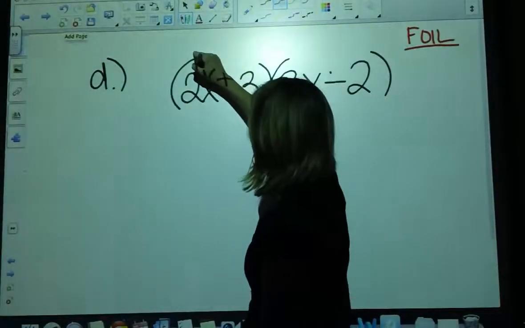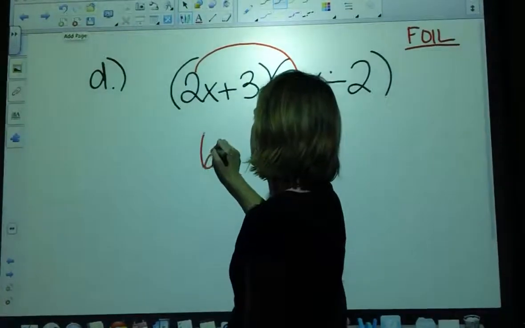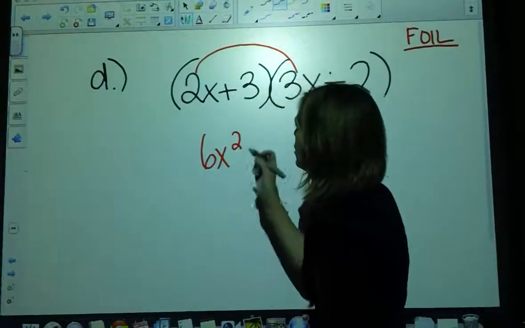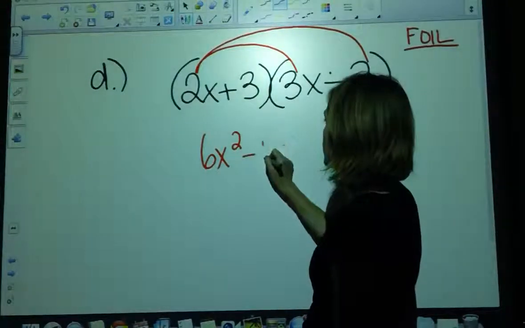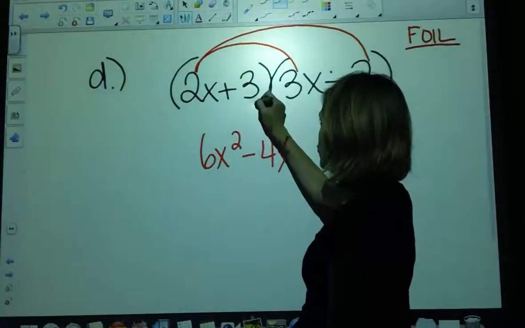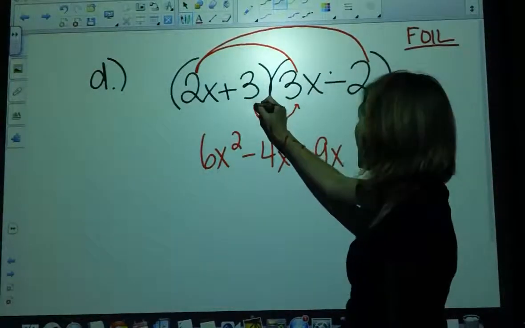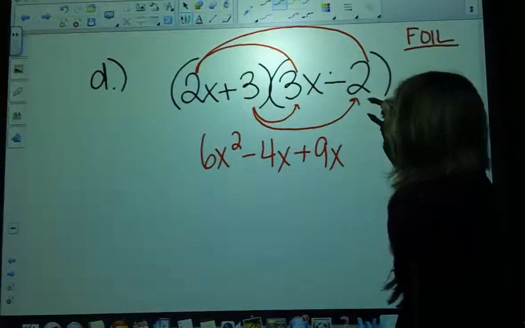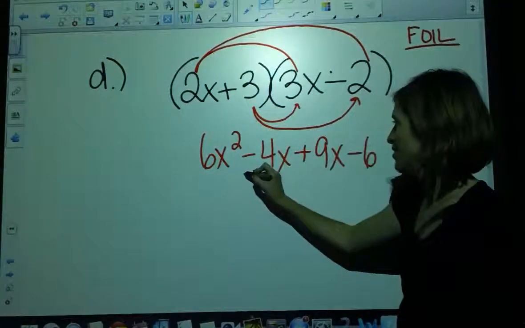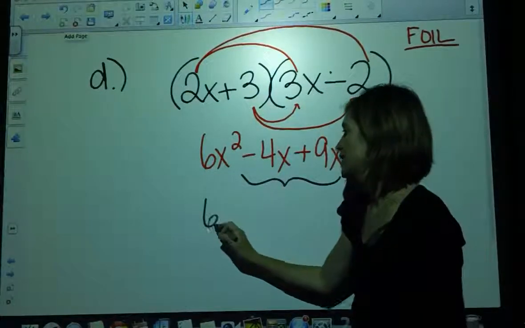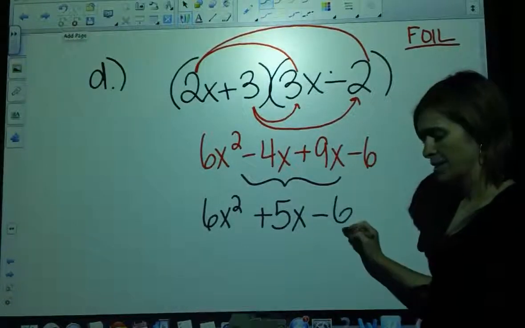So we're going to multiply our first terms from each binomial. So 2x times 3x gives me 6x squared. 2x, my outer terms, 2x times negative 2 gives me negative 4x. 3 times 3x gives me positive 9x. And then my last terms, 3 times negative 2 gives me negative 6. Again, now I combine the like terms, and I get 6x squared plus 5x minus 6.